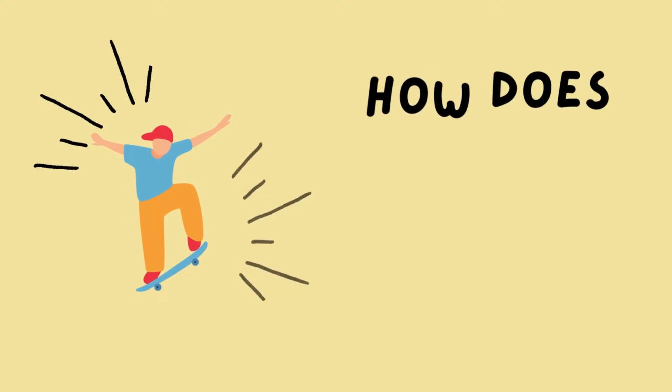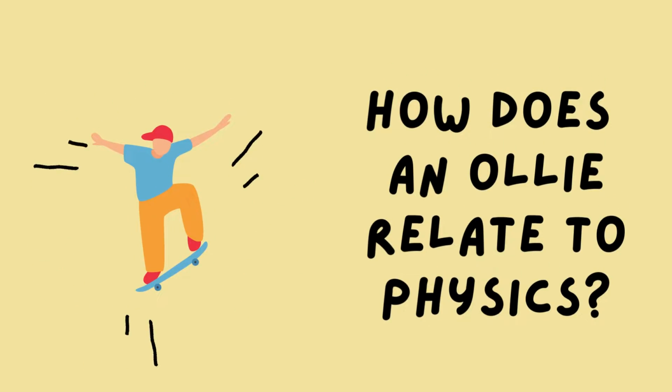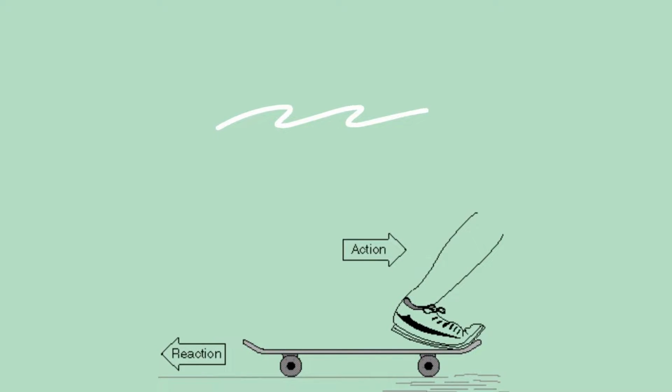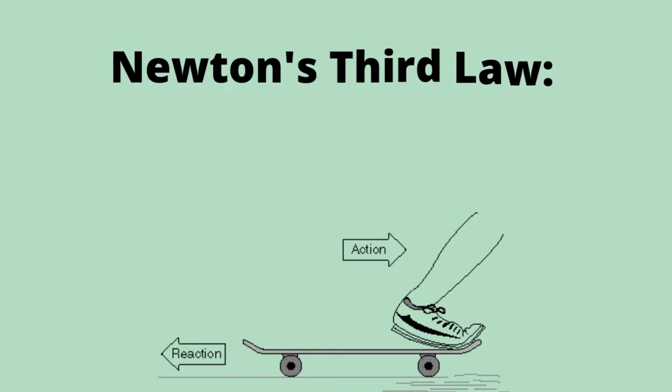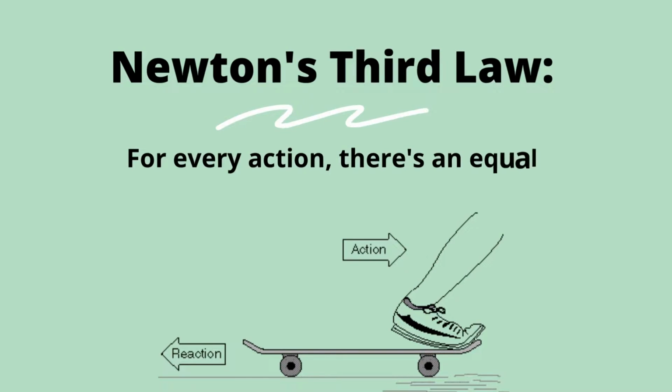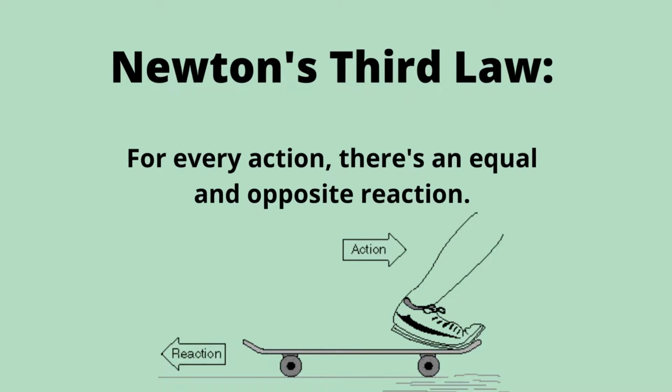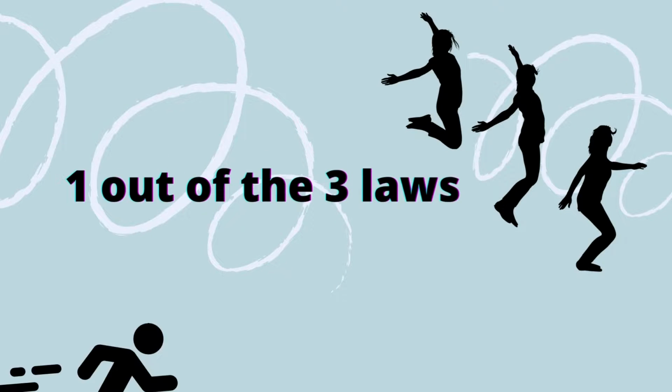Nice. Wow, but how does an ollie relate to physics? Well, we have to go back to one of the things that we learned earlier in the year, which is Newton's third law. Newton's third law states that for every action, there's an equal and opposite reaction. This is one out of the three laws of motion that Isaac Newton discovered.